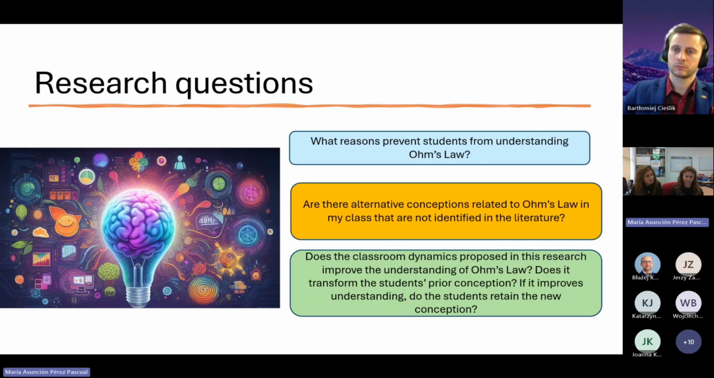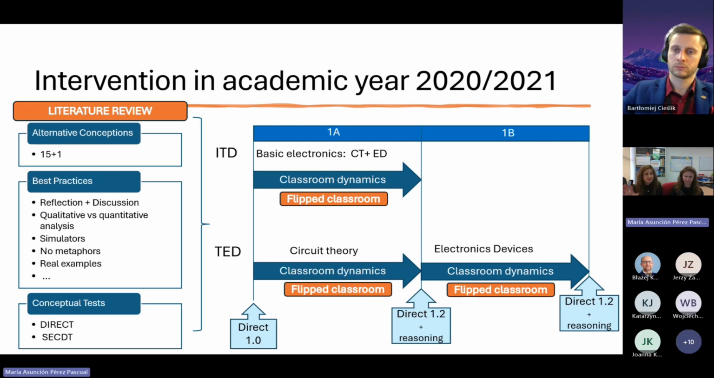So to answer all these questions, we designed this intervention. First of all, we did a deep literature review, looking for alternative conceptions. We summarized all that we found in the literature in 15 alternative conceptions, and one that we detected in the qualitative analysis of our research.